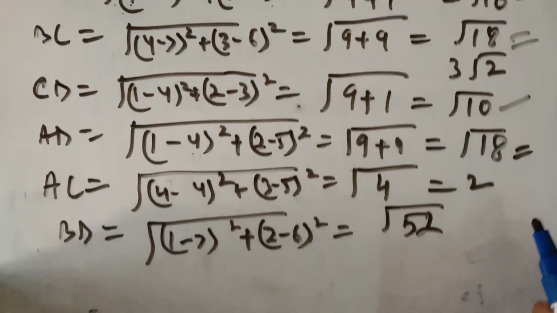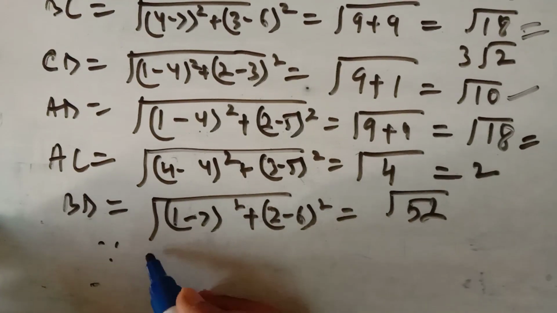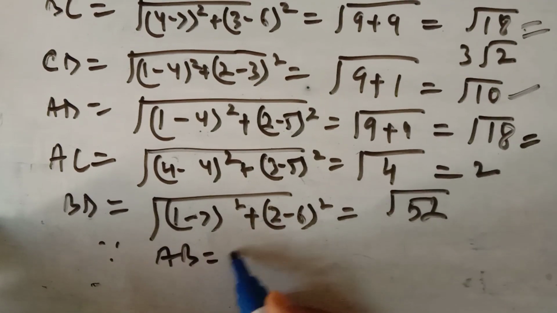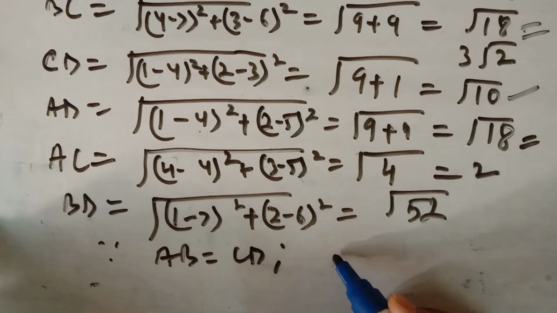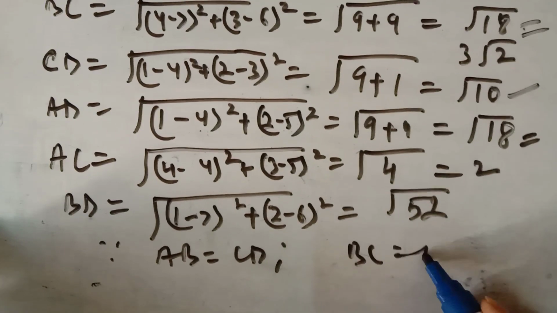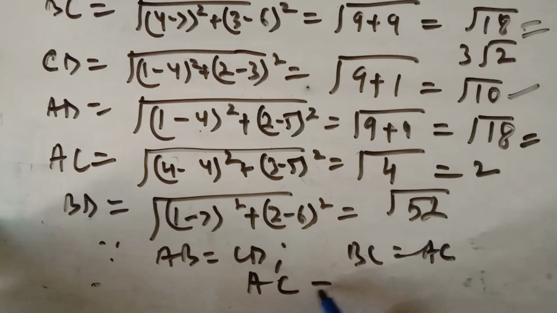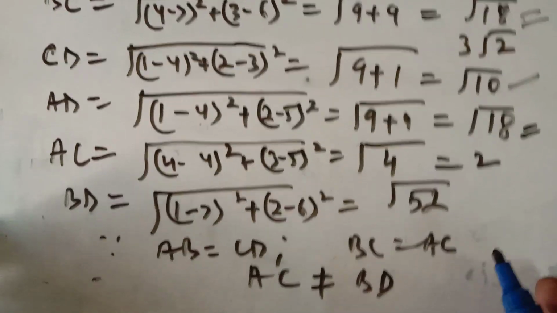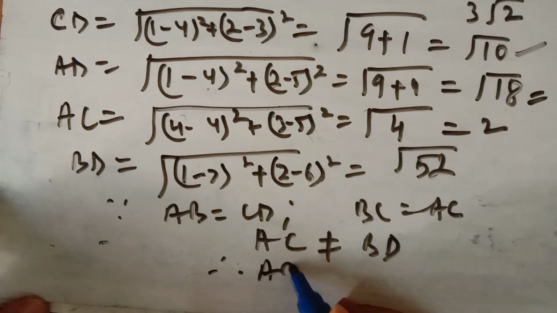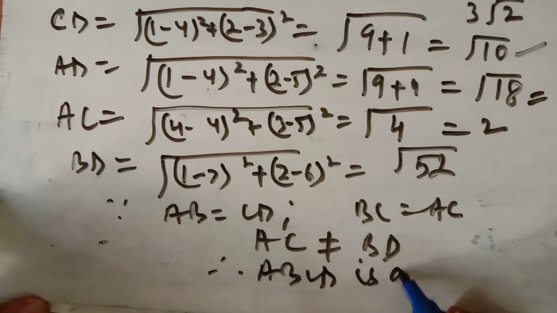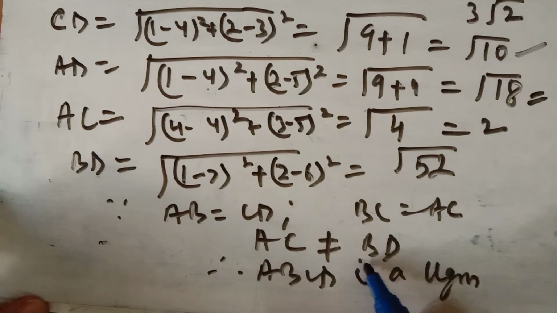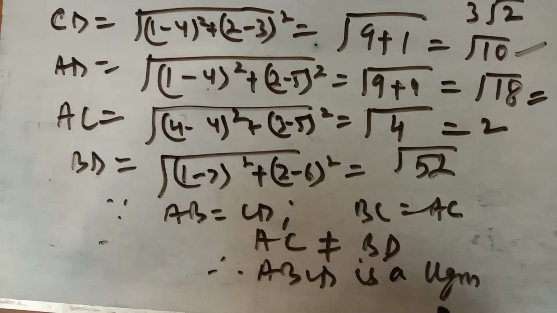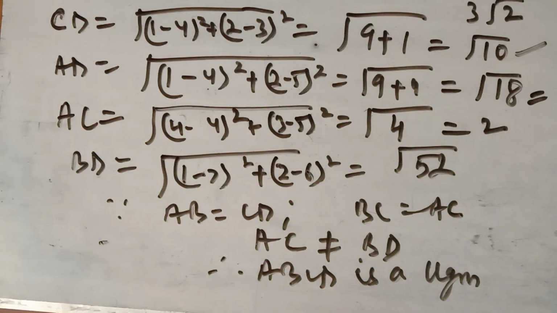Now because opposite sides of the quadrilateral are equal, because AB is equal to CD and BC is equal to AD, and AC is not equal to BD, then it is a parallelogram. Now if the diagonals were also equal, then it would be a rectangle. A quadrilateral is a rectangle whose opposite sides are equal and the lengths of the diagonals are also equal. We'll continue in the next lecture. Thank you.